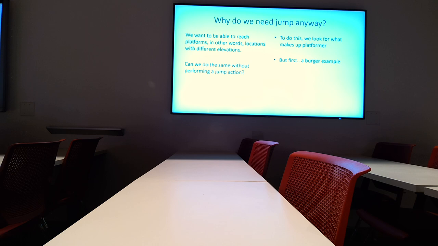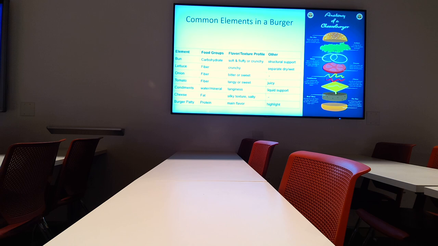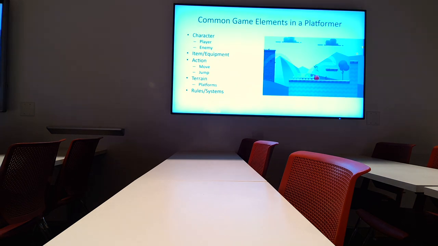What makes up a platformer? The first, a burger example. Common elements in a burger. You have a bun, you have lettuce, you have onion, tomato, condiment, cheese, burger patty. In terms of food group, they serve different needs. Carbohydrate, fiber, fat, protein, and they bring different flavor. So they each bring their own thing. So when you break things down, that's the first step. You also need to understand what they do and what makes a good burger before you start subtracting and swapping things. So these might be some of the common game elements in a platformer.